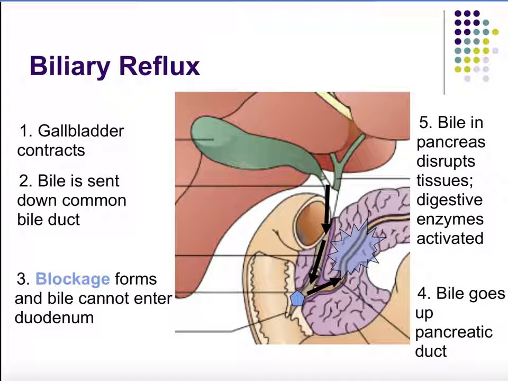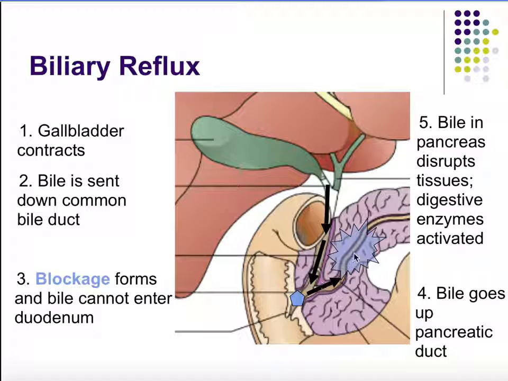So one thing that can happen with our gallbladder is biliary reflux. Remember, our gallbladder stores bile, so our gallbladder will contract, sending the bile down the common bile duct. If a blockage forms, maybe due to precipitation of the bile in our gallbladder, then the bile, instead of getting secreted into the small intestine, will go up the only other pathway that it has. So it'll go up the pancreatic duct and into the pancreas.